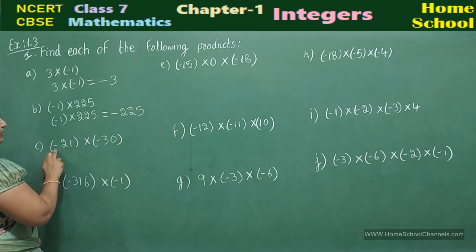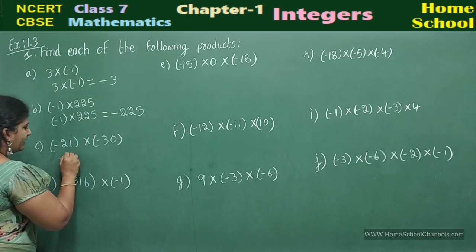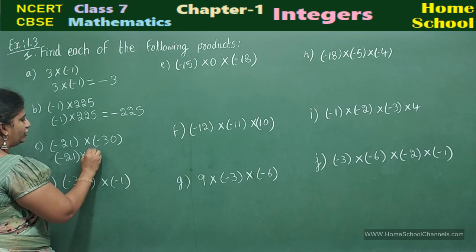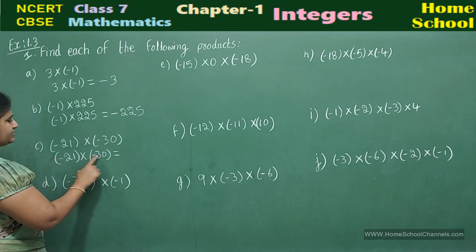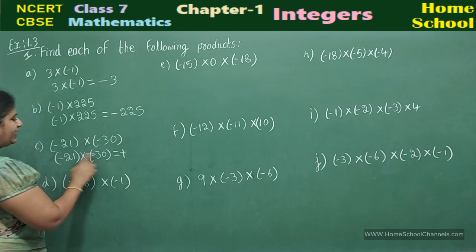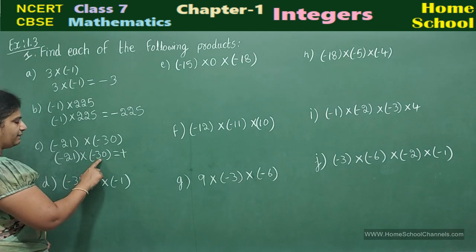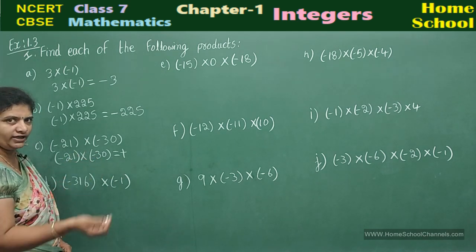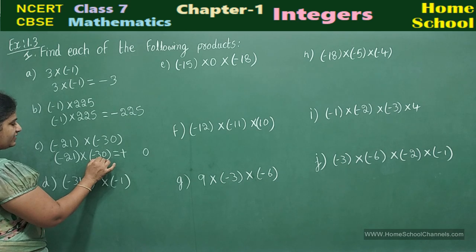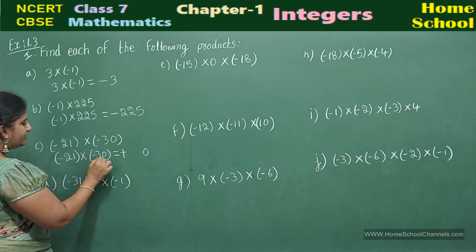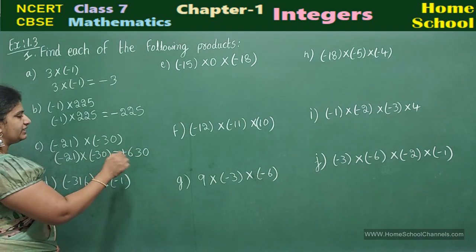Now, C. Minus 21 into minus 30. Rewrite the question again. Minus 21 into minus 30 equal to. Multiply the signs. Minus into minus, plus. 21 into 30. How can you multiply this easily? When you are multiplying with any 10, 20, 30, 40 like that, this 0 as it is you can write off. And now multiply with 3. 3 into 21. 3 ones are 3, 3 twos are 6. Plus 630 is the answer.